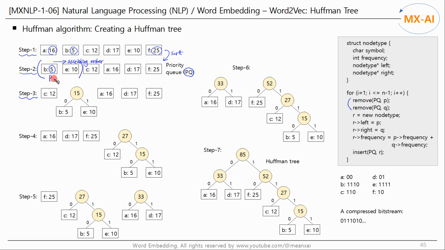Let's call this P and this Q, and create an empty node R. Then assign P to the left child of R, and assign Q to the right child of R. And set the frequency of R to 15, which is the sum of the frequencies of P and Q. And then insert the node R back into the priority queue.